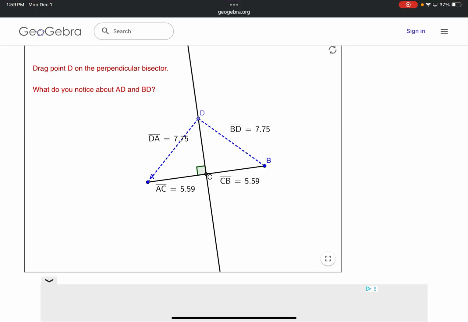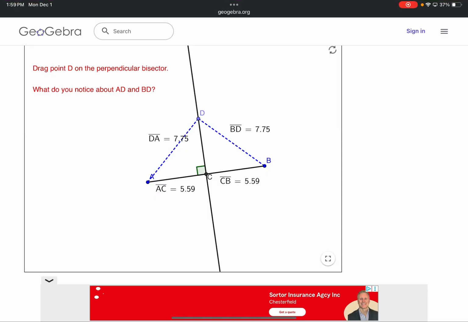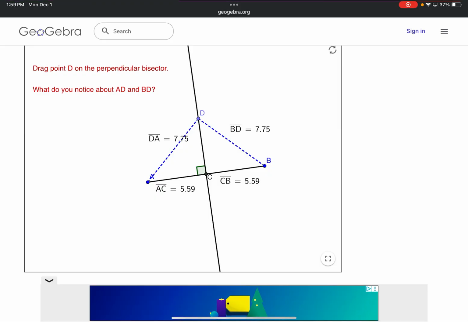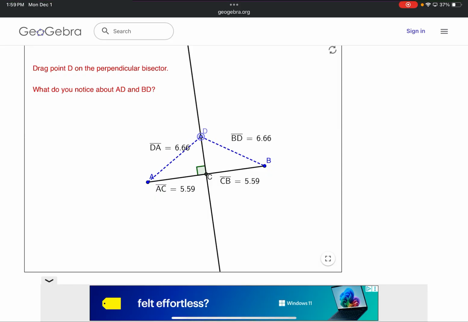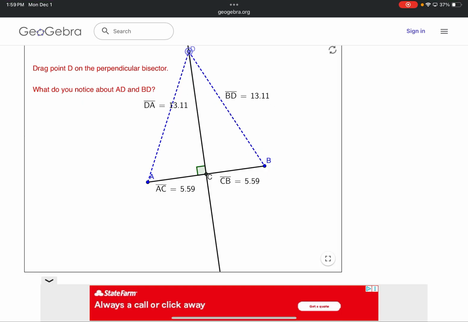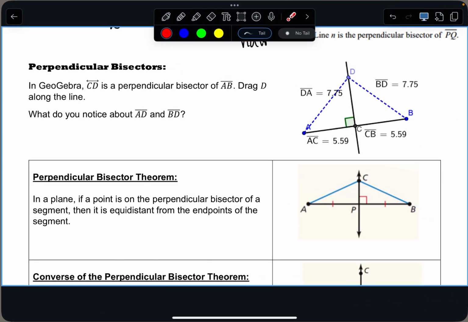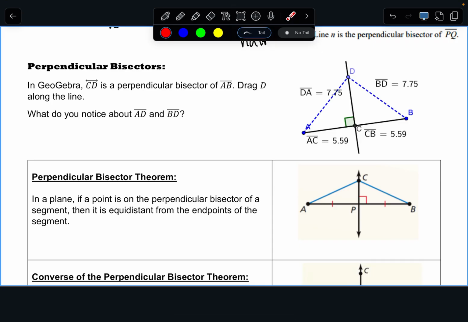We're going to figure out, well, what do we notice first about the distance between point D and the endpoints of the segment? It's a straight line. What's the length of those segments? Equal. They're equal. Okay, so we have that point is equidistant from the endpoints of the segment. No matter what, we can move D up and down that perpendicular bisector, and it's always going to be the same. So that's our first kind of theorem. We noticed in here that AD was equal to BD, or that they were congruent.